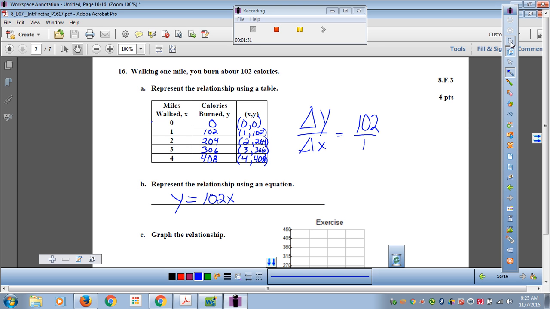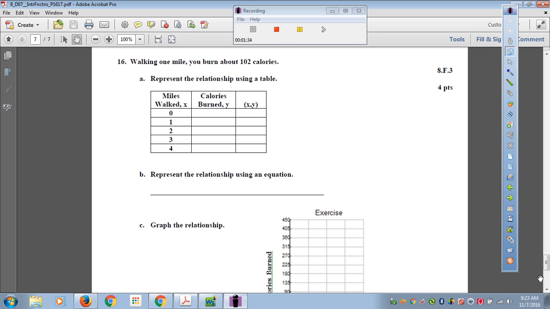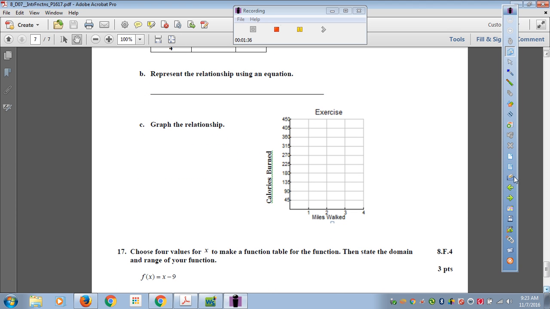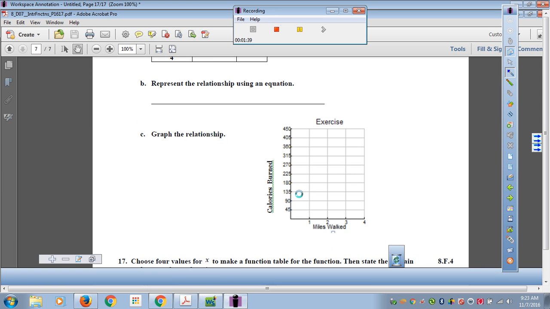Alright, and then the last step for this problem is to graph it. Now some people lost points here when they should not have. So we put a point here because it starts at 0, 0. And 1 is at 102. So you got to figure out where 102 is. And it's probably a little bit below halfway. Maybe about a quarter of the way up.